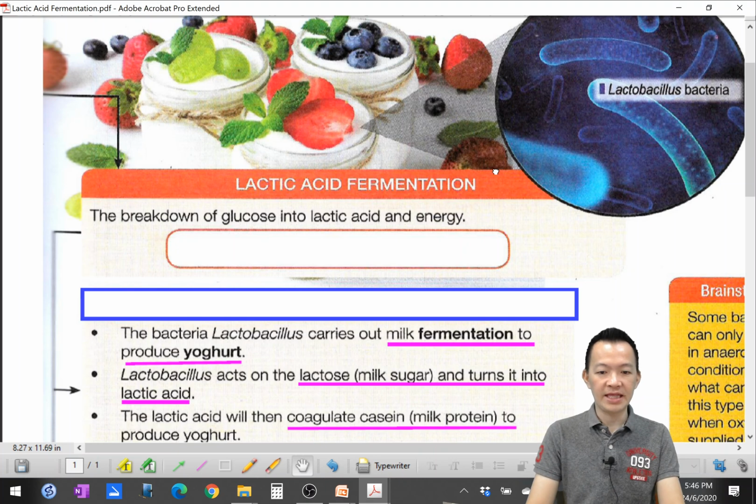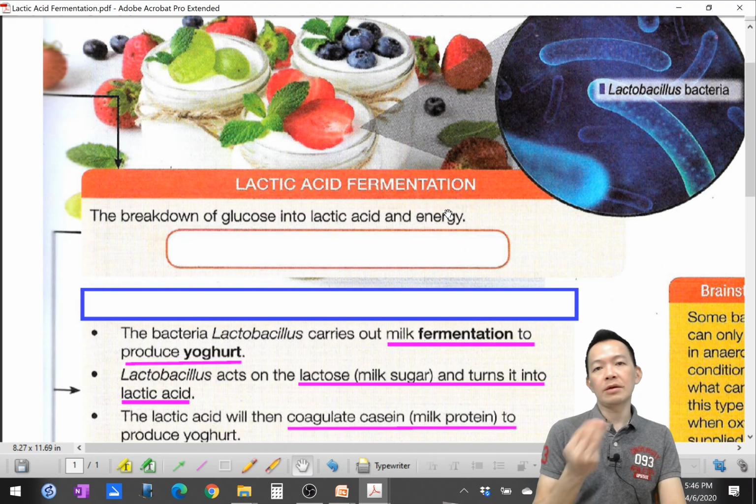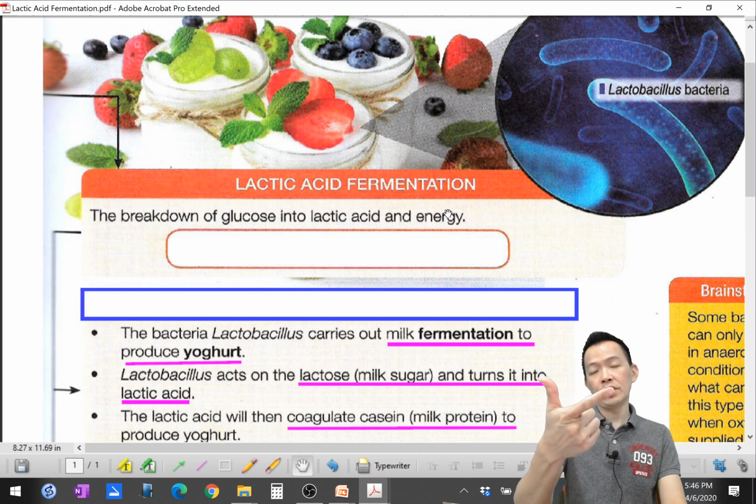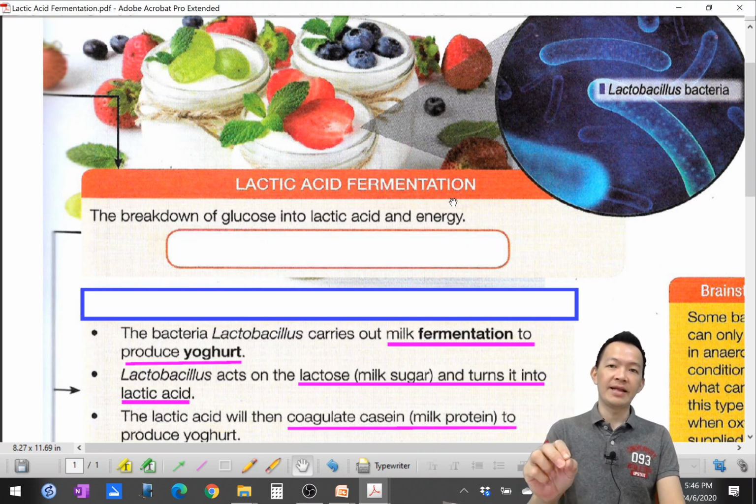So we're having two types of fermentation: alcohol fermentation and lactic acid fermentations. What's meant by lactic acid fermentations? The breakdown of glucose into lactic acid and energy. But when you break down the glucose completely, it produces water, carbon dioxide, and energy. But why produce the lactic acid and energy? It's simple. Incomplete breakdown of glucose.